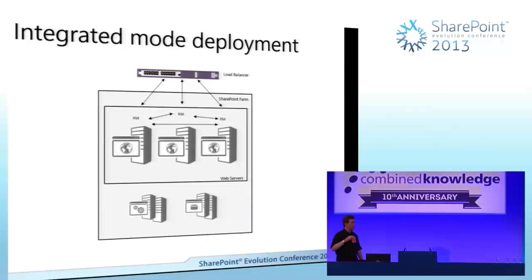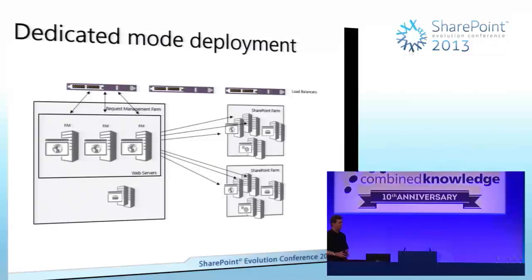So this is what an integrated mode deployment looks like. It's fairly straightforward. We have our SharePoint farm, and there are 3 machines in the middle which are running the web server, and they will also run the request management component. The machines all speak to each other to understand their status and so forth. But note, we also still have a load balancer here, right? So request management is not replacing the load balancer. We still need a load balancer to distribute the incoming requests to one of those 3 machines. And then the other machines in the farm are whatever they might be for a particular deployment.